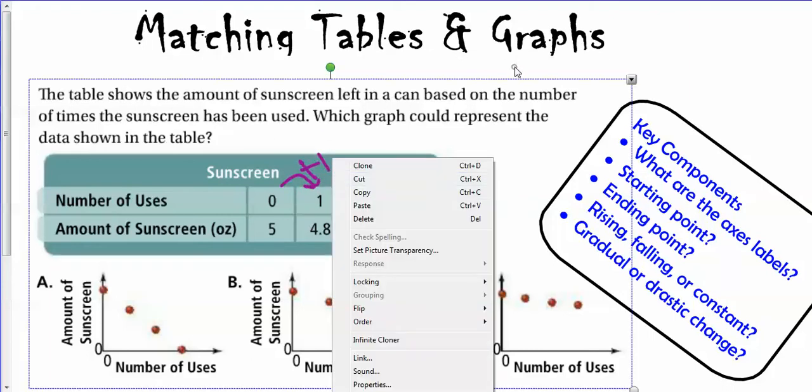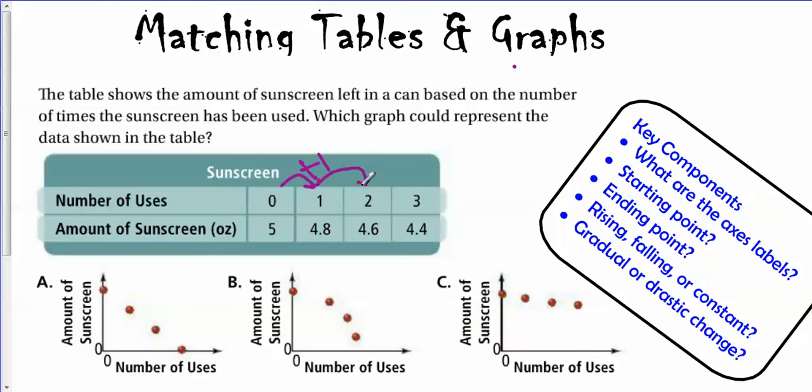Whoopsie daisy. From here to here, it's also going up. That's a plus sign, 1 use. And the same thing here. It's going up 1 use. However, on the amount of sunscreen, from here to here, it went down by 0.2 ounces. Here, it went down 0.2 ounces. See how that's the same change? And here, it also went down 0.2 ounces. So the amount of change is the same.